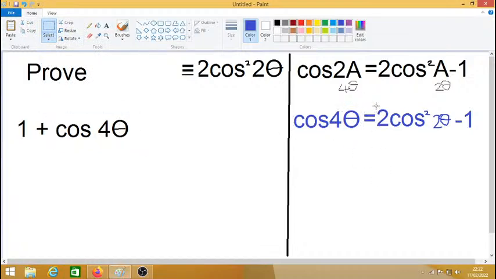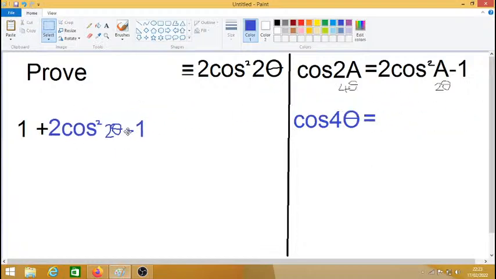So we can take all of this and we can put it in place of that. Then we notice we've got 1 here and a minus 1 here, so they can cancel. So you're just left with 2 cos squared 2 theta, and that's exactly what you wanted.